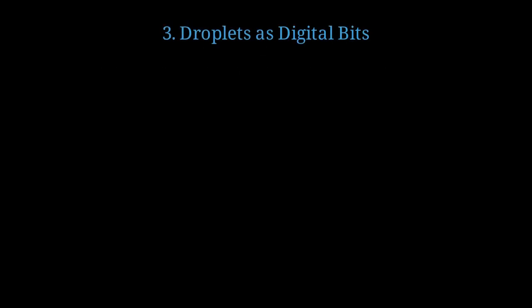Now here's where it gets exciting. We can use these droplets as digital bits to represent information. The presence of a droplet represents binary 1, while the absence of a droplet represents binary 0, just like voltage levels in electronic computers. The key question is, can we build logic gates like AND, OR, and NOT, using only fluids and channels? The answer is yes, and the mechanisms are both elegant and surprising.